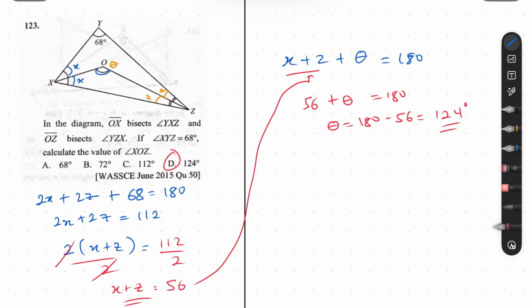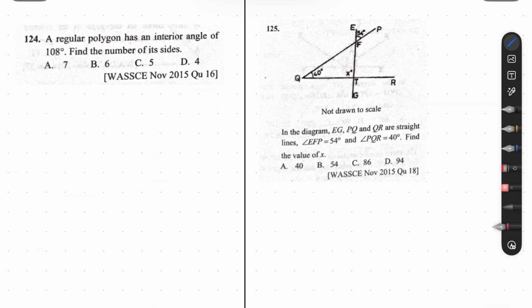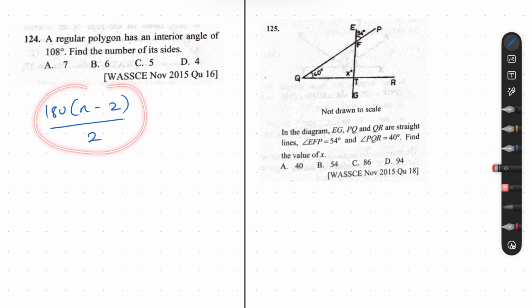All right, let's move on to question 124. The question says a regular polygon has an interior angle of 108. Find the number of its sides. So they say a regular polygon, right? So the formula is what? 180 times (n minus 2) all over n. This is a formula for finding the angle of a regular polygon.